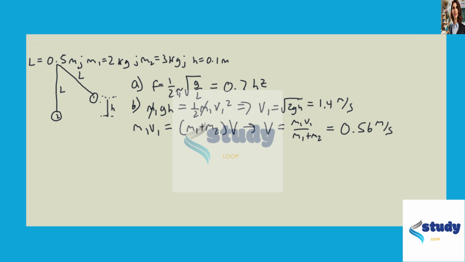So now we can use energy conservation again to figure out how high the combined masses go. So big M g H1, which is the height after collision, equals 1/2 big M, which is the combined mass, times big V squared. The M's cancel, and H1 equals big V squared over 2g, which equals 0.016 meters.